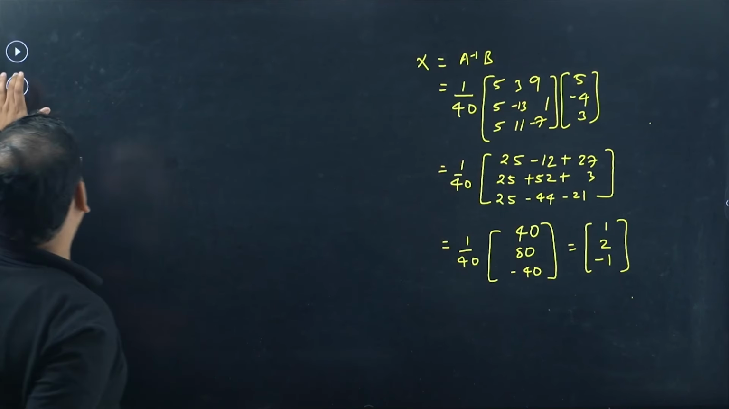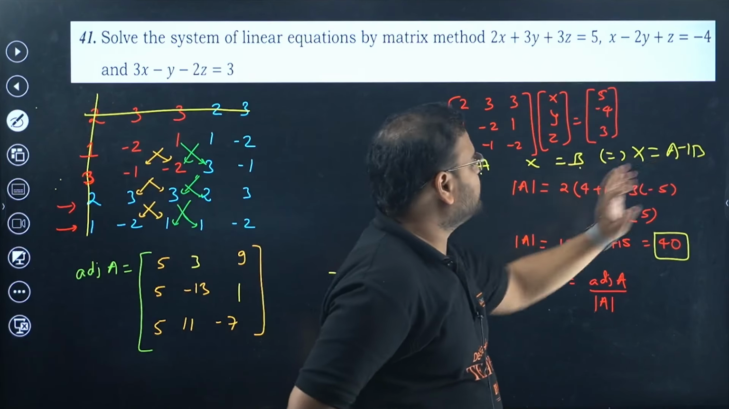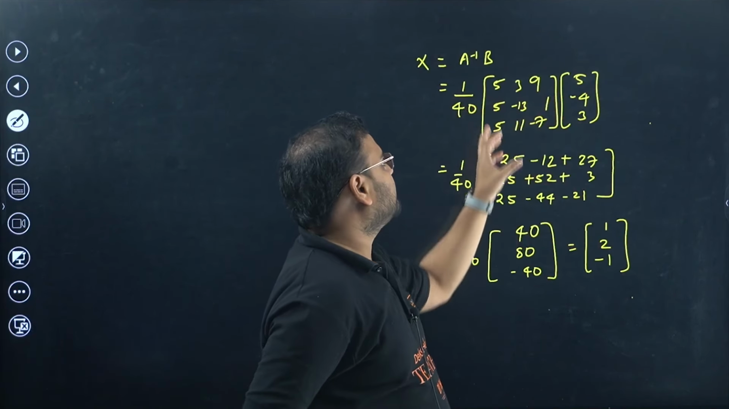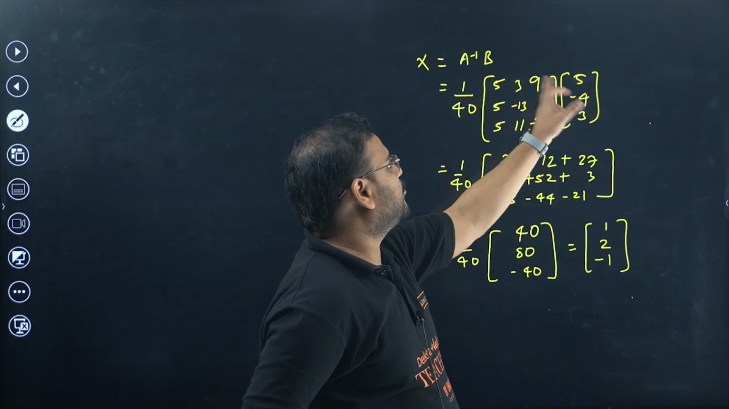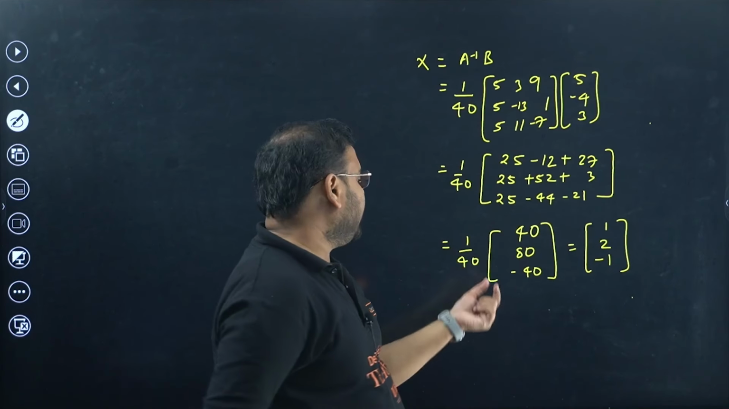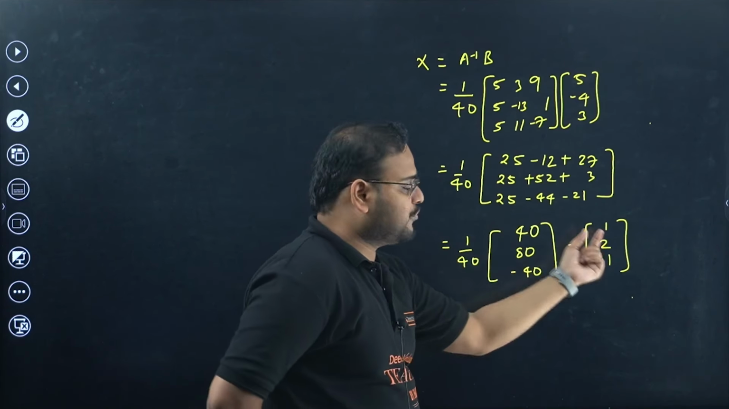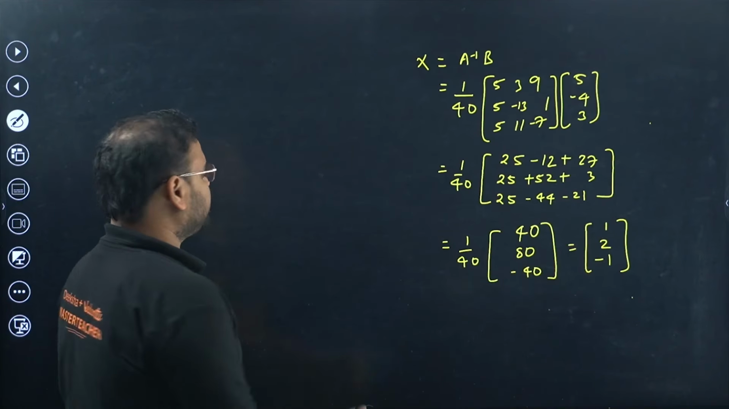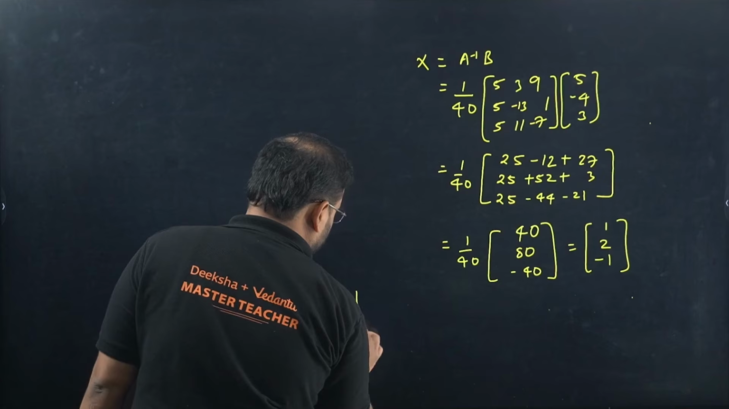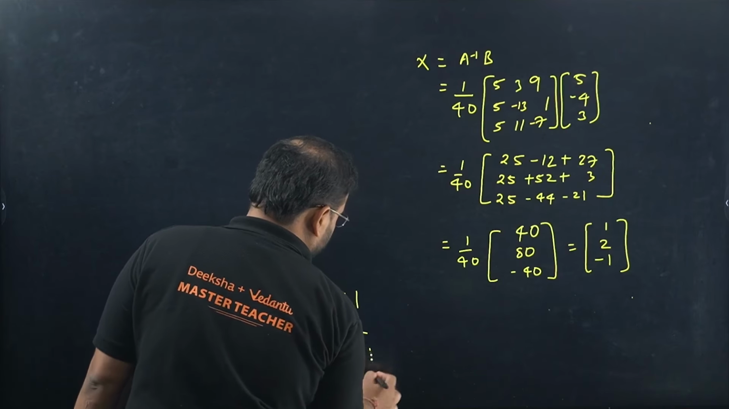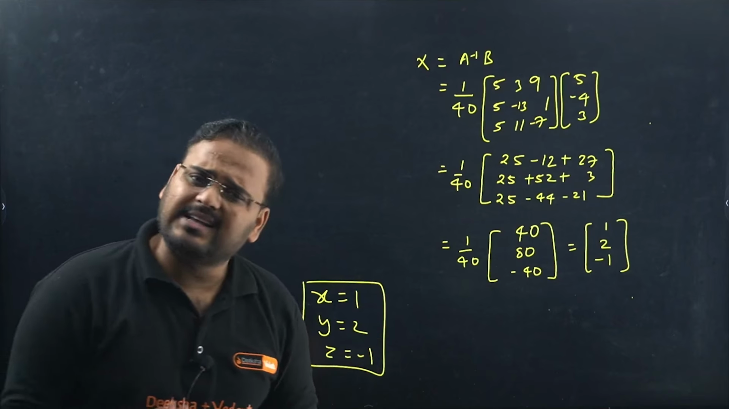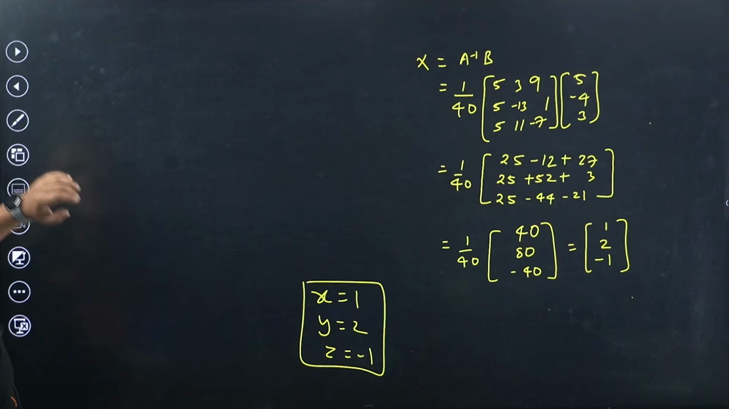How can we do that, sir? From this formula, A inverse B. So we get here, multiply them, 5 into 5, 3 into minus 4, 9 into 3, and so on. If you multiply, you will get the result as 40, 80, and minus 40. And if you solve, your x value is nothing but 1, y value is 2, and z value is minus 1. That's your result. Okay, as I said, very simple question but compulsory.